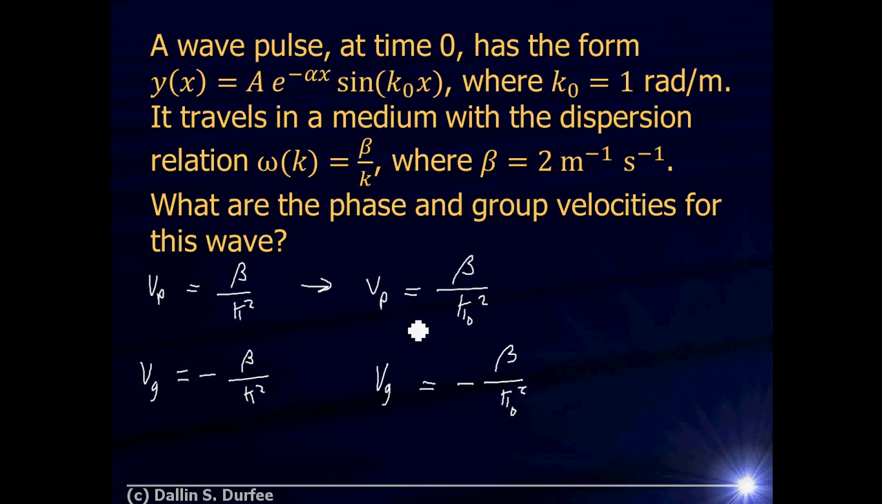So you can see in this particular example, the phase and group velocities are in different directions. So if my pulses are traveling one direction, the ripples inside the pulse are traveling in the opposite direction, which is pretty cool.